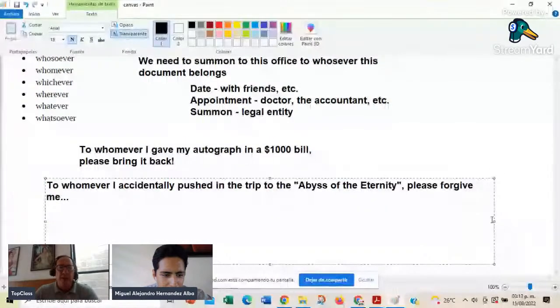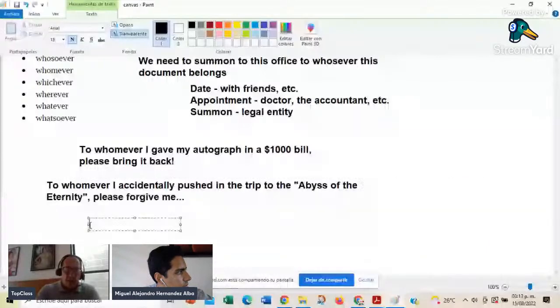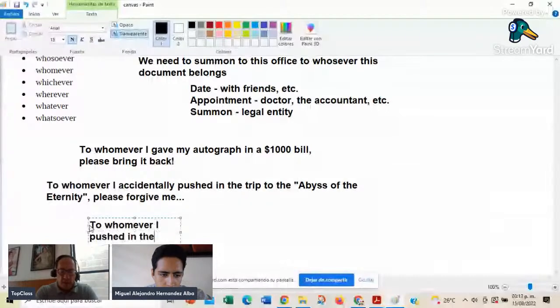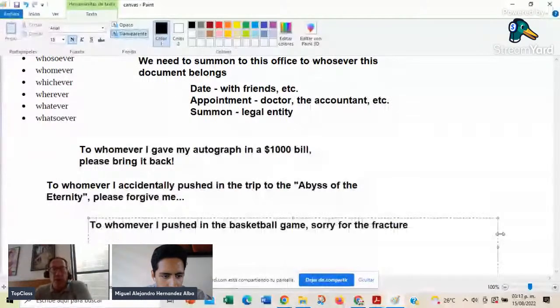Give someone a push. You can say, in the basketball game, right? You can say to whoever I pushed in the basketball game, sorry for the whatever fracture. So you not only have to give something physical or tangible. You can give a push. You can give a nice word, right?